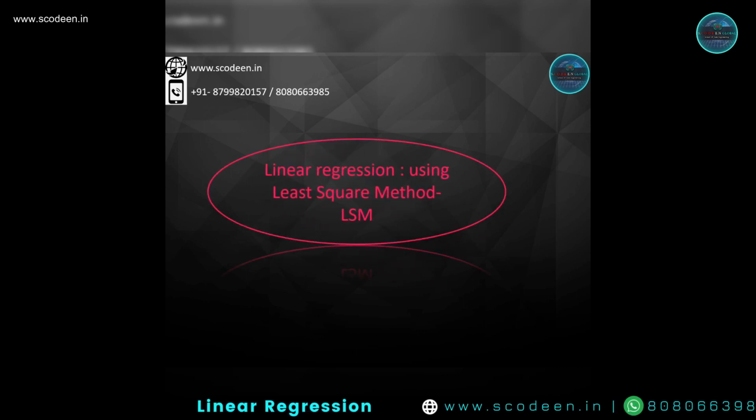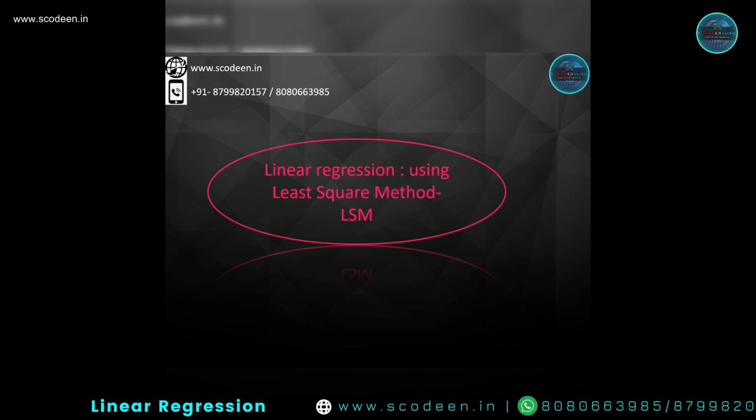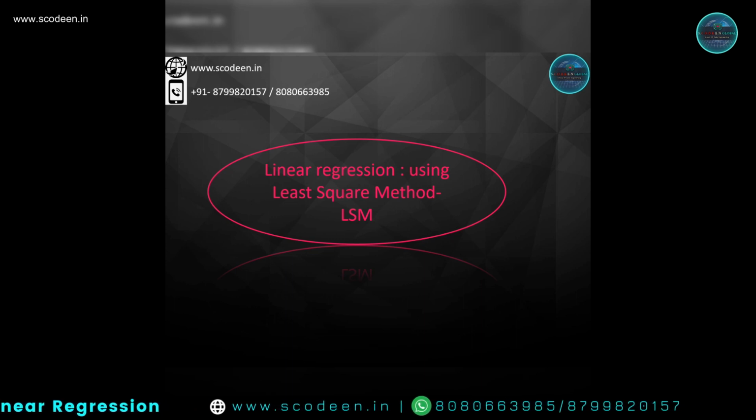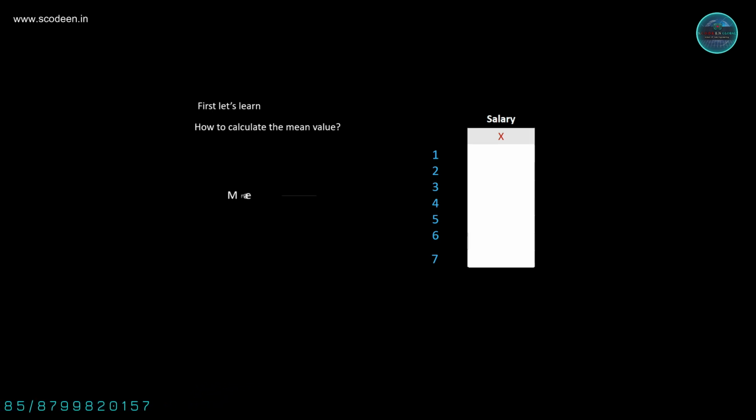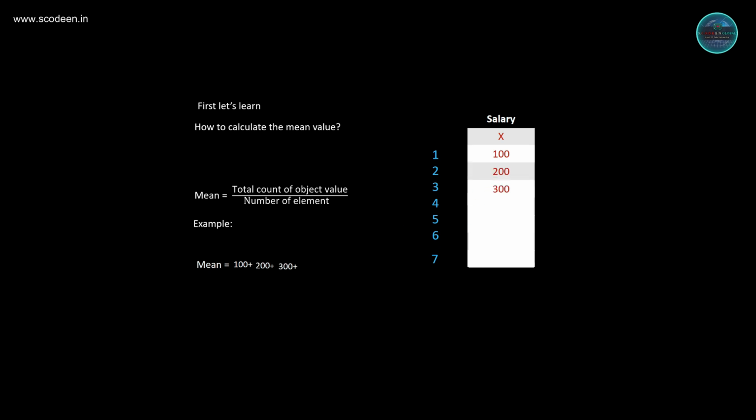In this tutorial, we'll understand how we are going to use the least square method, that is the LSM model, to evaluate linear regression. Before we proceed, we must understand how to calculate the mean value. The mean can simply be calculated by adding the set of values and dividing by the number of quantities. In this picture, we can check here the total value of salary divided by 7. So the mean value will be 400.